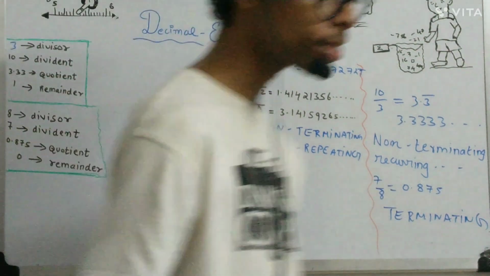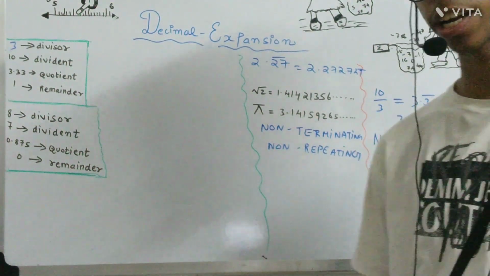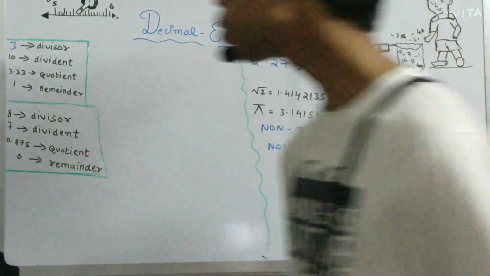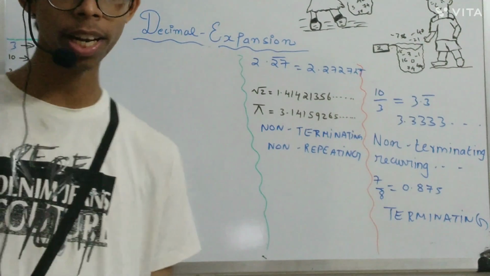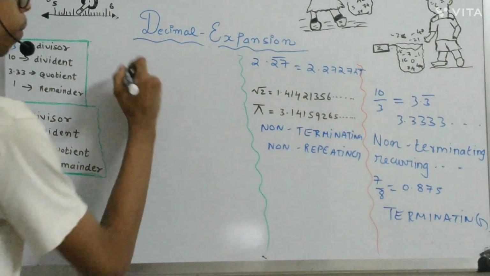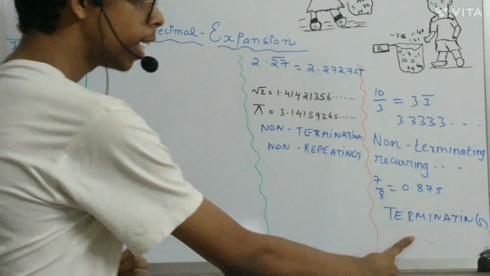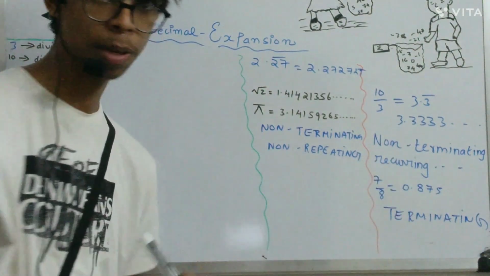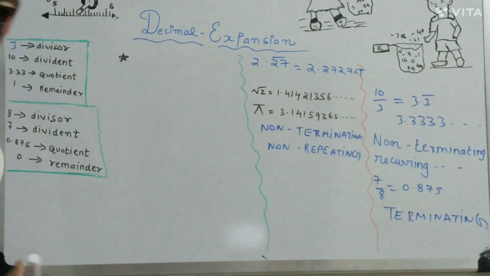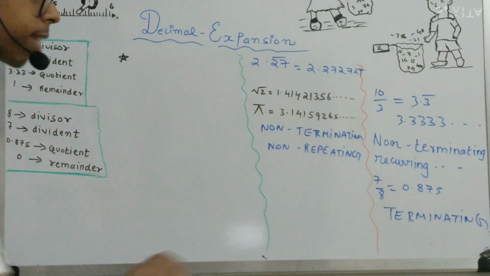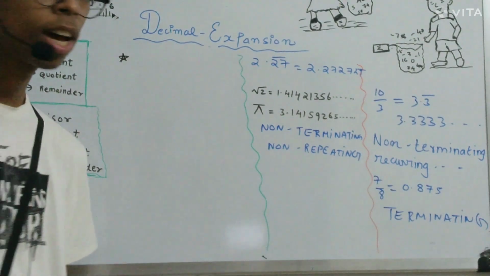Now, in your exams, they can give you a few numbers and they can ask you whether it's a rational number or an irrational number. So how will you identify whether the number given to you is a rational number or an irrational number? You can make a note of it: terminating and non-terminating repeating decimal expansions are always rational numbers.